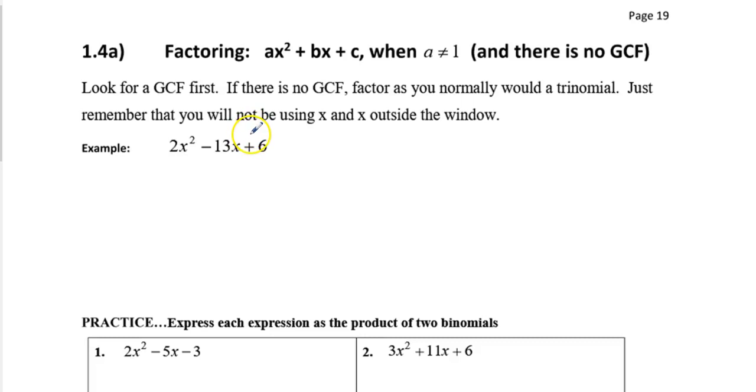In this recording, we're going to learn how to do some challenging factoring. In this recording, we're going to learn a very cool factoring technique.